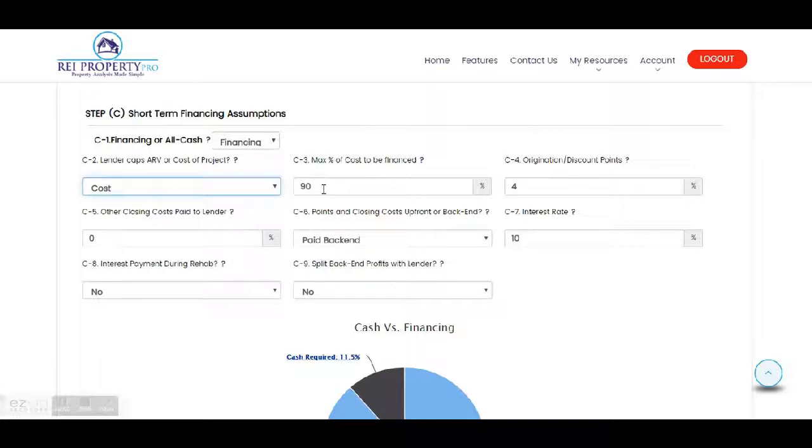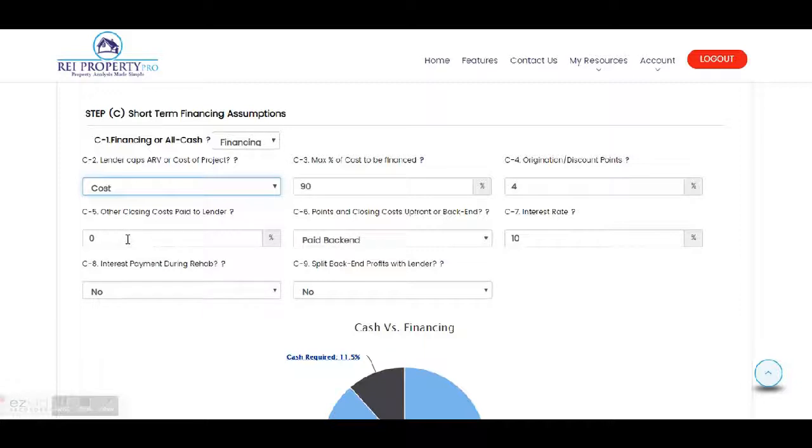Let's say we secure financing at 90% of cost. That's 90% of the purchase price and the rehab combined. Then we have to include the points. I usually like to include 4 points for my purchase and rehab deals.